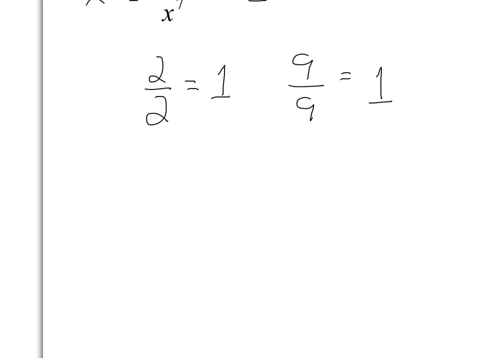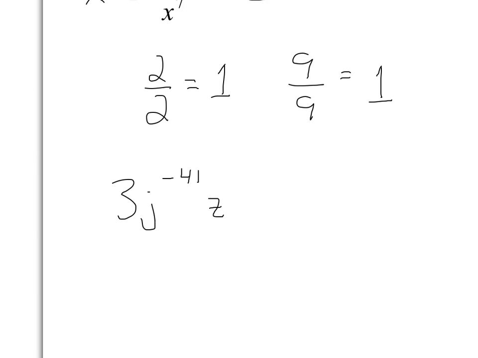Sometimes teachers like to write tricky test questions, something like 3j to the negative 41st, z to the 10th, all raised to the 0. All that stuff inside is kind of scary, but you've got a bunch of junk raised to the 0. That just means you get 1.